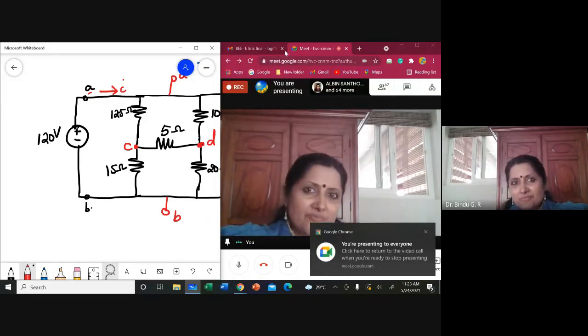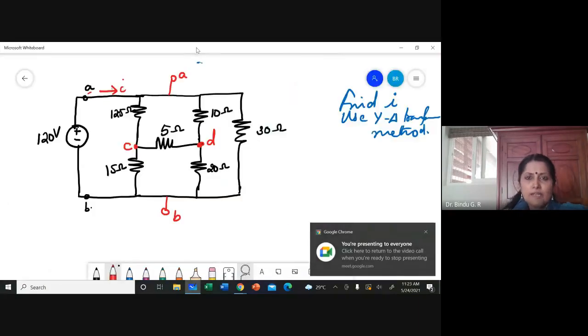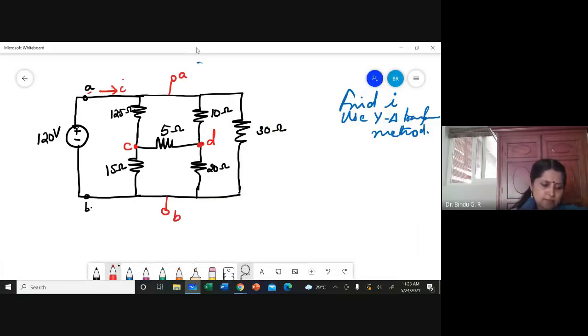Okay, so if you look at this, there are many Y circuits and there are many deltas also. If you look at this, this is a delta, this is again a delta.